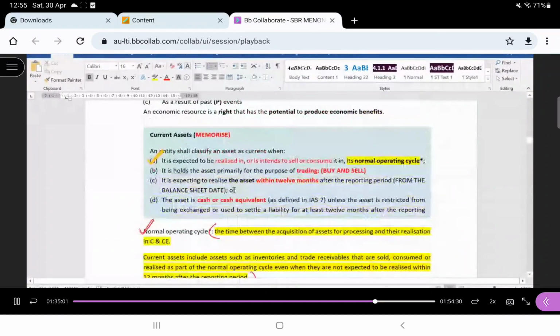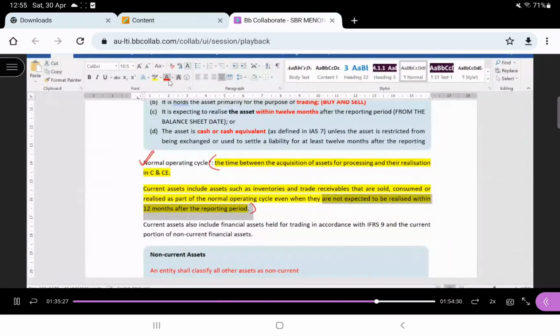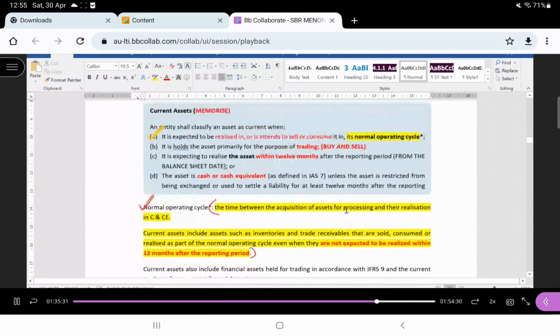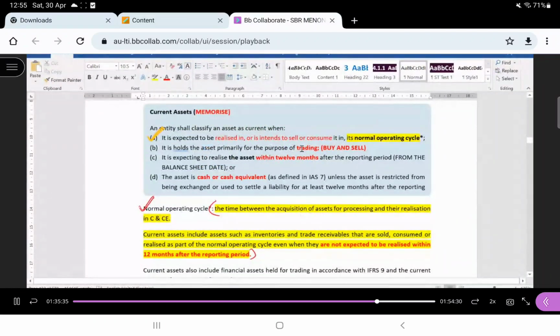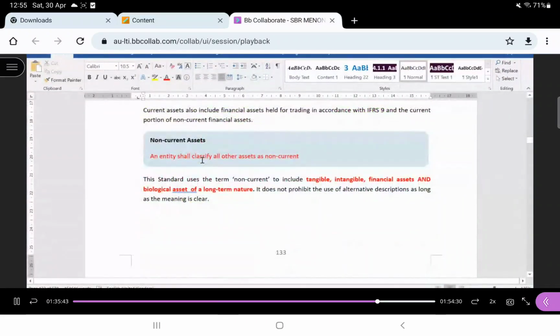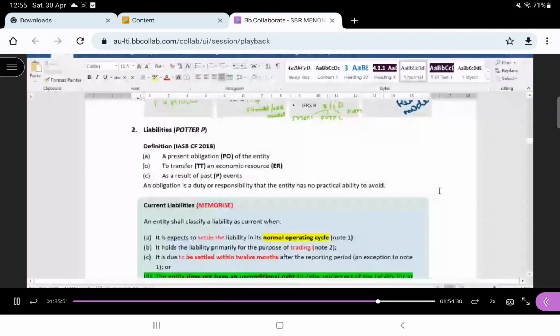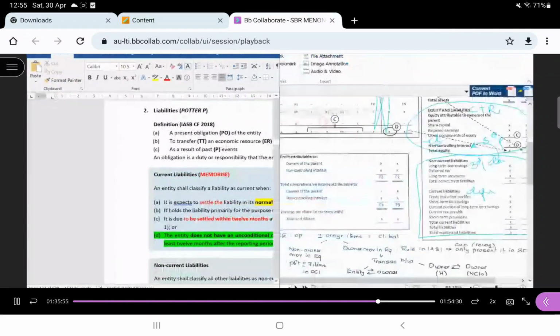But what is the definition of a current asset? This you must memorize. An entity shall classify an asset as current if it expects to realize, or intends to sell it, in the normal operating cycle. What did I tell you? Normal operating cycle, even when it is not expected to be realized within 12 months. Make sure you memorize this. Anything held for trading, meaning I buy and sell. Anything that I intend to realize within 12 months, or cash and cash equivalents. Non-current is anything other than that. Classification: tangible, intangible, financial, biological. So what I'm left with is liabilities. Are you here with me?